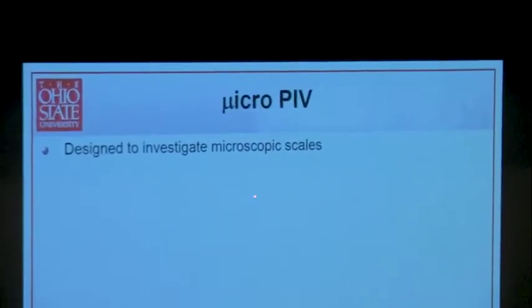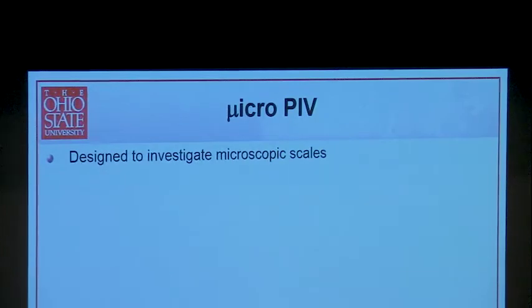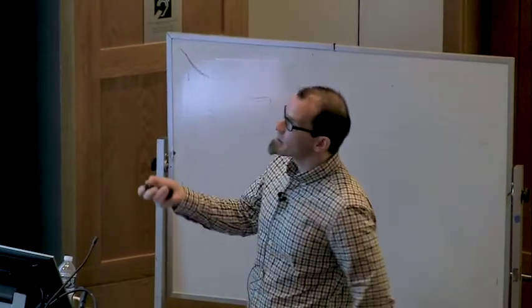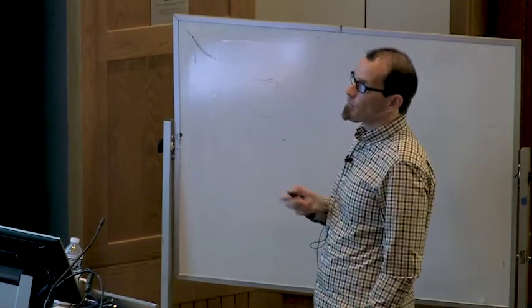Okay, so micro PIV really, it goes as the name states, it's designed to investigate the microscopic scales. So again, if you're only really interested in the small scales, there is a way to get around the spatial resolution. You just make your field of view very small, okay? And so examples of this would be, say, in engines, okay?